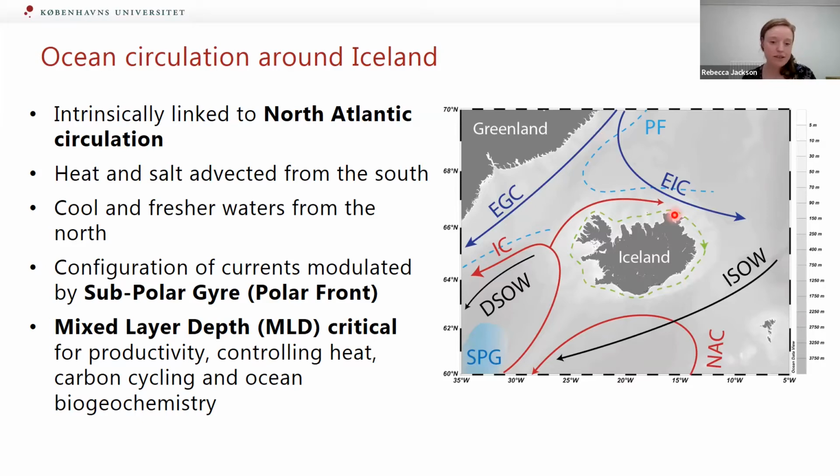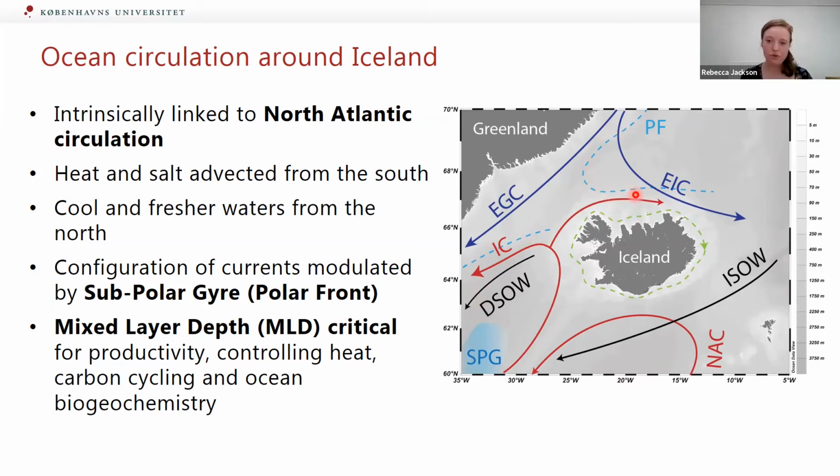So really, in a sense, and maybe this is an interesting point for the future as well, the waters around Iceland and the conditions that we find around Iceland may also become potentially increasingly linked to what's happening in the Arctic as well. And the configuration of these currents is modulated by the subpolar gyre put here, which in turn delineates the position of the polar front. This is the dotted line here.